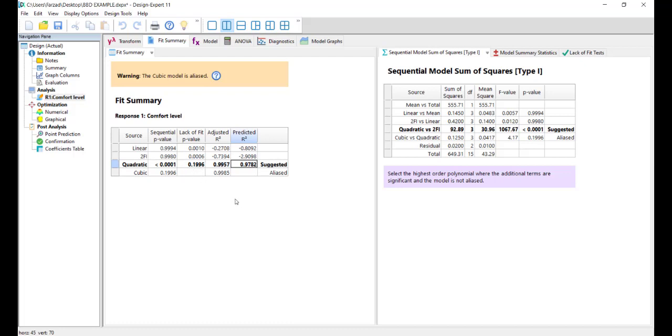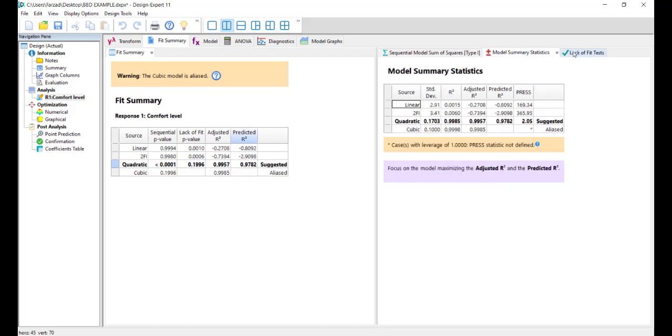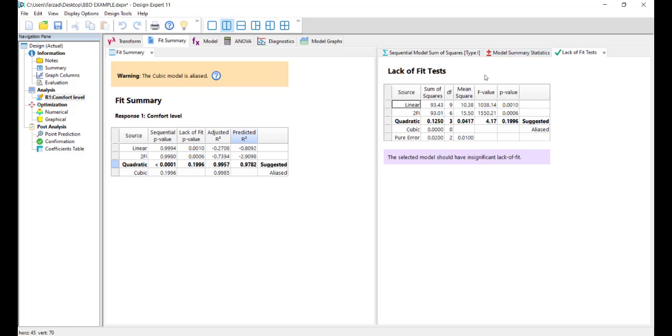We will see that also later. And also the difference between adjusted R square and predicted R square is less than 0.2, which is desirable, and you need to check that. Also about lack of fit, you can see again here that in terms of lack of fit, the quadratic model is suggested.